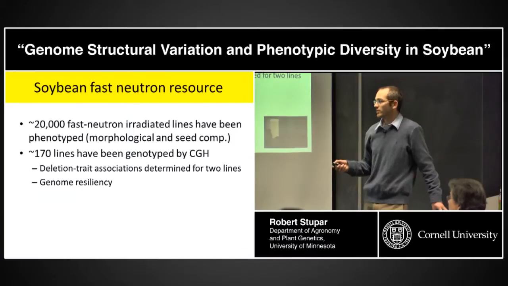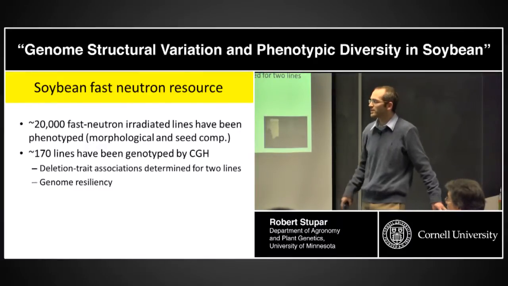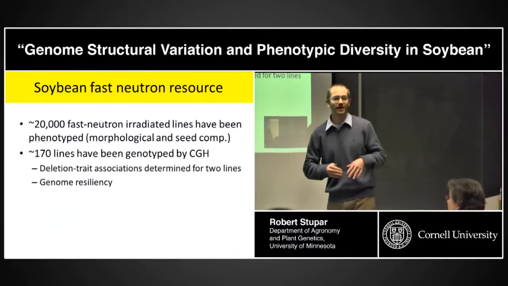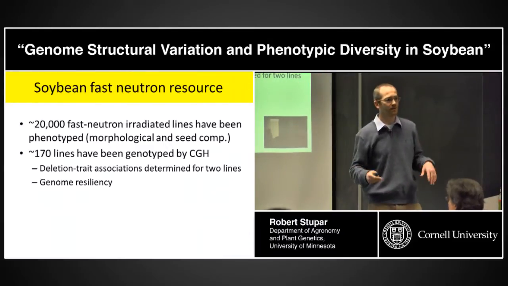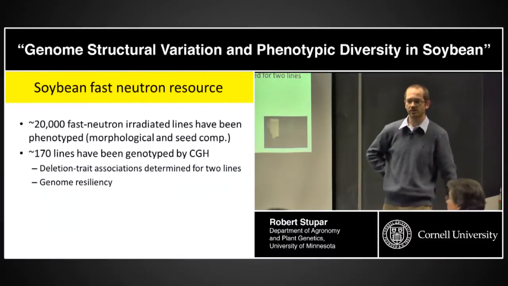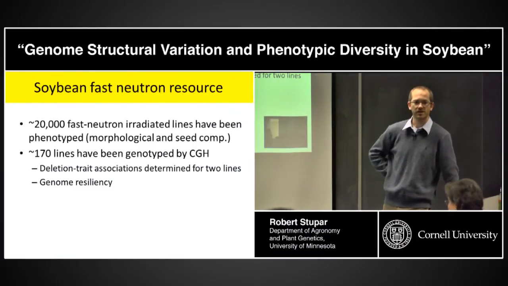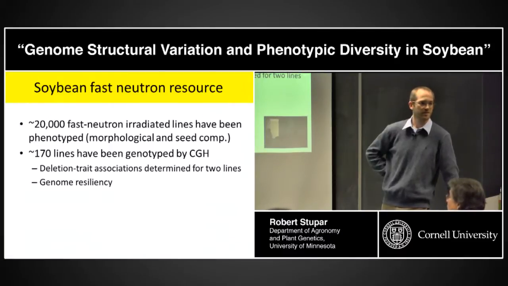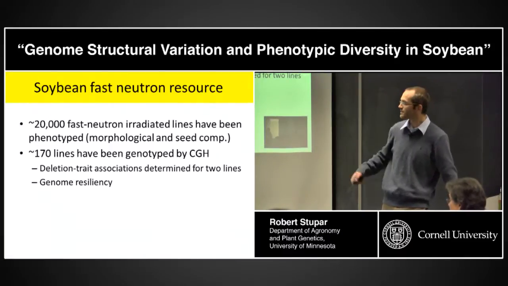And actually, within the next month, we'll be up to 200 lines that have been genotyped by CGH. We're starting to get some deletion associations and trait associations for these lines, and we're starting to compile all this data, and we're going to try to write up a paper soon on the genome resiliency towards fast neutron irradiation, the locations and types of changes we see, both in terms of deletions and duplications.